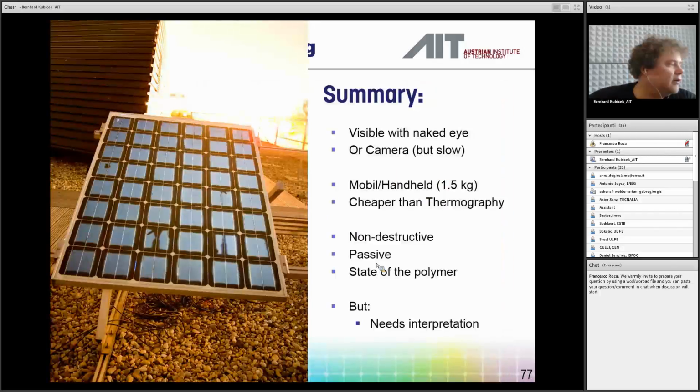So this is how it typically looks. Again, a short summary, which is not the final summary. You can do this in urban environments, on roofs of buildings, if it's quite dark. You don't need to alter the electric circuit of the modules, and you can look at the state of the encapsulant. And in many cases, it might be cheaper than thermography.